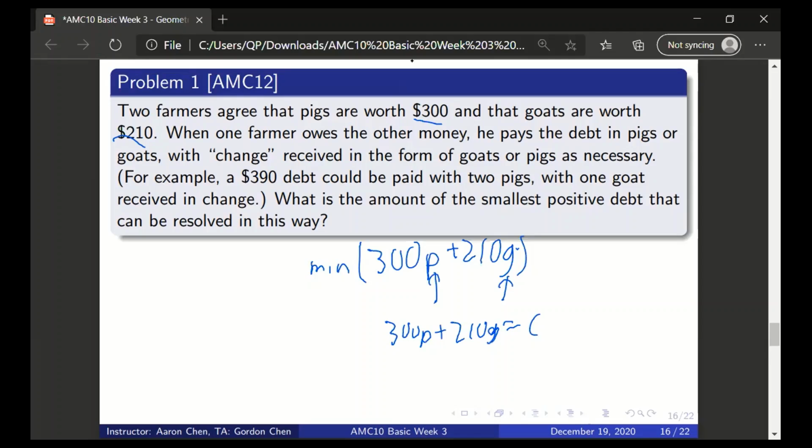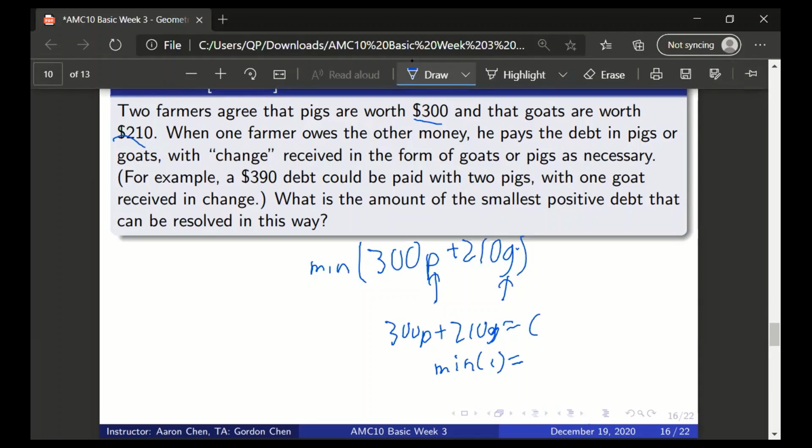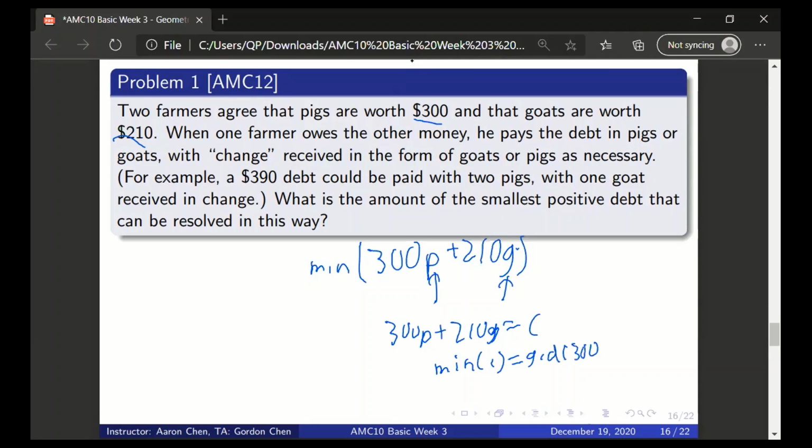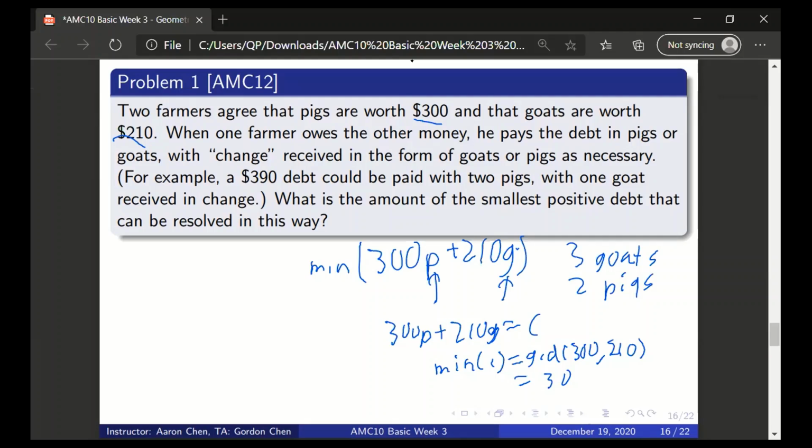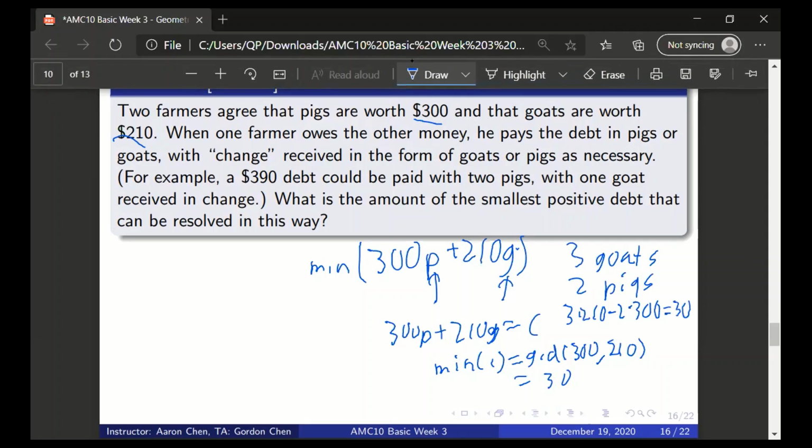And so this is a linear Diophantine equation. Bezout's identity tells you that the minimum possible value of c equals the GCD of 300 and 210, which is 30. To see that 30 is possible, one way is a payment of 3 goats with a change of 2 pigs. That's 3 times 210 minus 2 times 300 equals 30. Are there any questions?